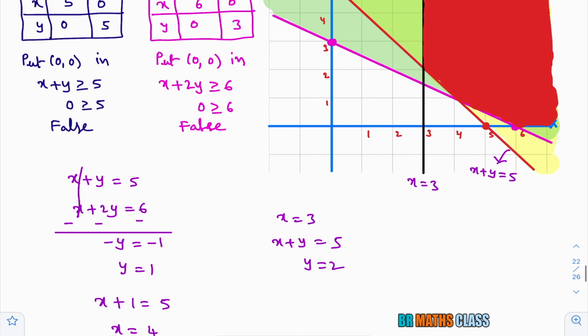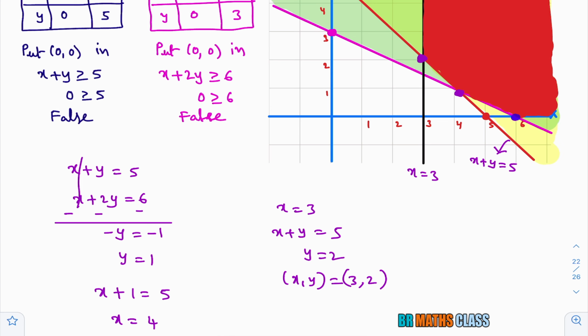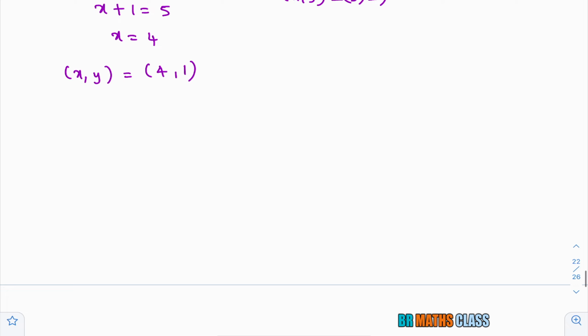So you got the point x comma y. What is x comma y? X comma y is 3 comma 2. So we got this point. This point is 3 comma 2. This point also we calculated. What is this point? This point is 4 comma 1, and this point we already know, that is 6 comma 0. Now we'll go with the corner point table.